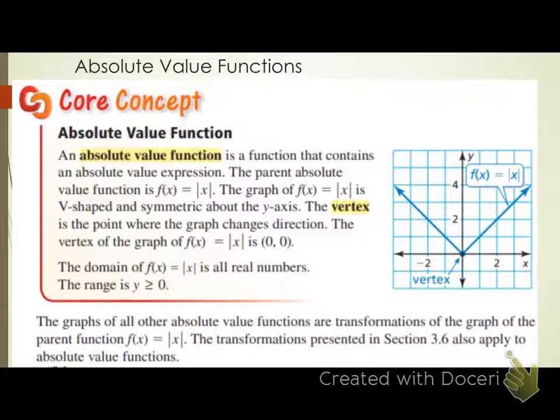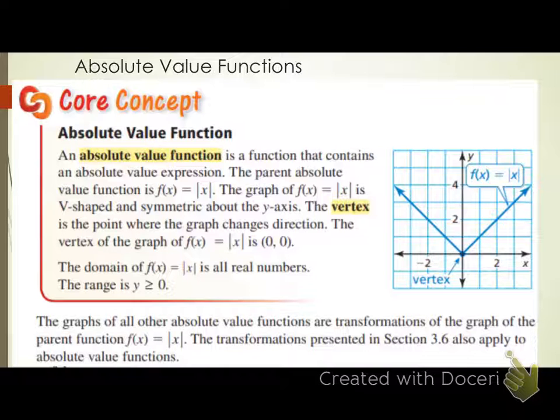Horizontal and vertical, vertical stretch and shrink. And I think we covered them all. Yep. So we got our horizontal and vertical translations, reflecting over the x and y axis, horizontal stretch and shrink, vertical stretch and shrink. We're going to see all those with our absolute value functions as well. Okay? Any questions before I move on?